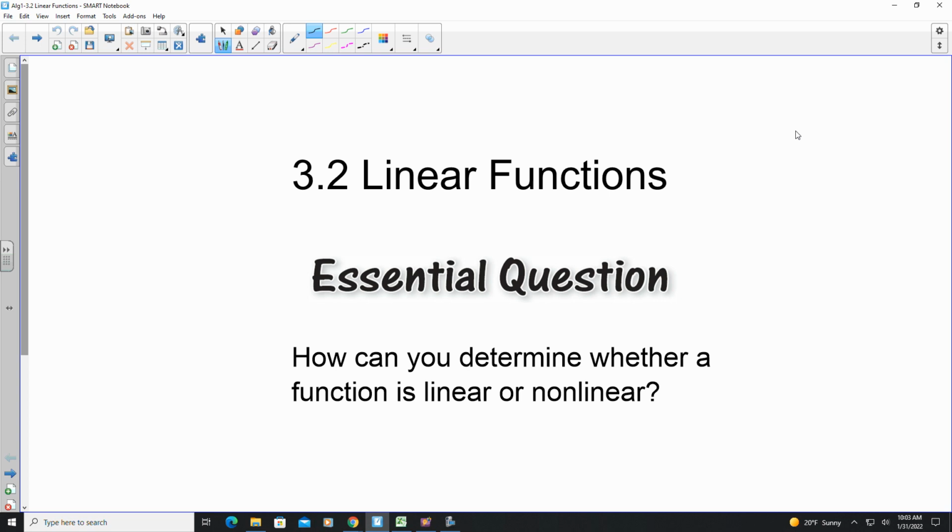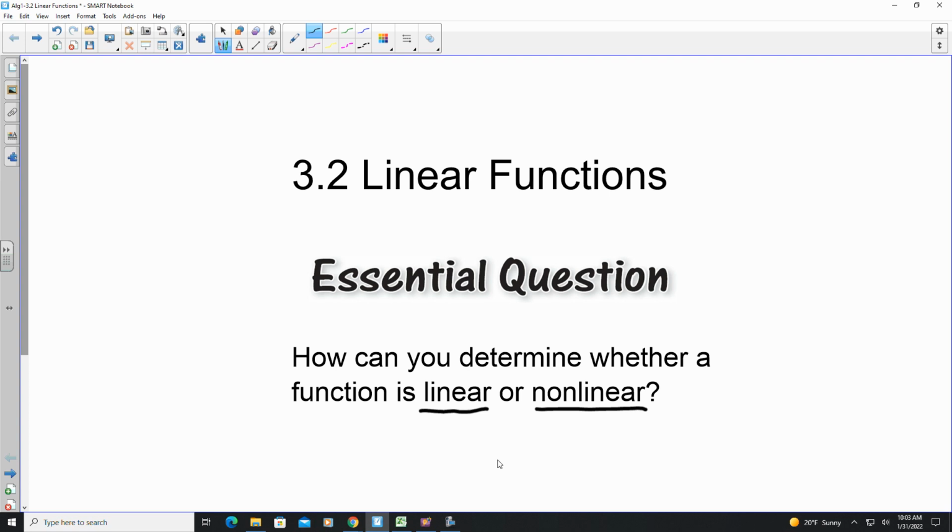In this lesson, we're looking at section 3.2, where we're going to learn about linear functions. So essentially today we are going to determine whether a particular function is going to be linear or if it's going to be not linear.